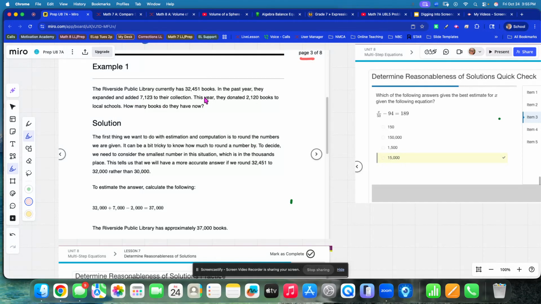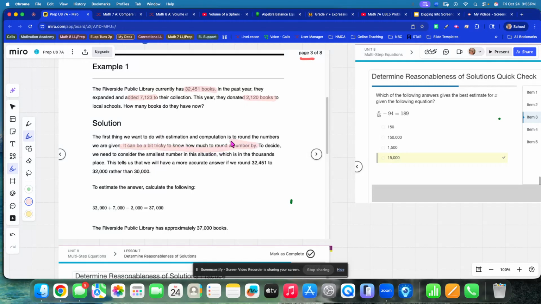So you've got this library. They have all these books. They added some more books. They donated some books, and you're supposed to estimate how many they have now. Okay. When we estimate, we round the numbers and then we do the math. But here, this is the key part here.